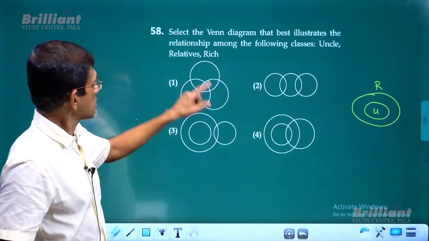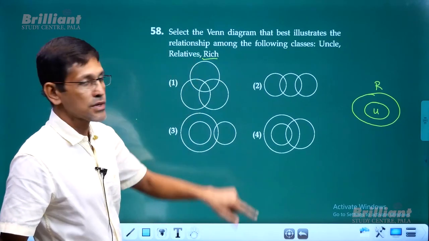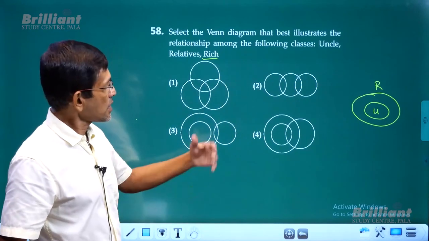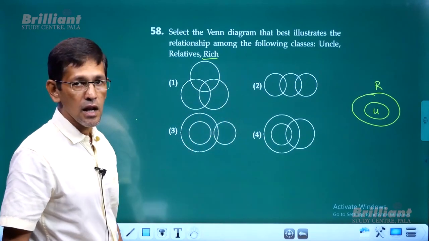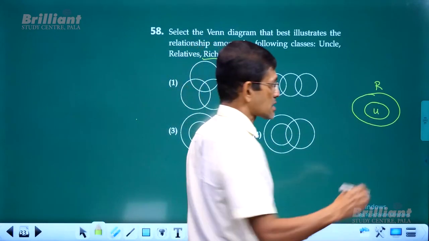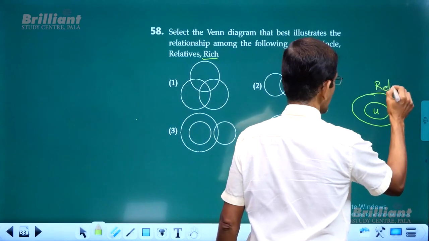At the same time, the next thing we are looking for is rich. Well, some of your uncles are rich. Right? Some of your relatives are rich as well. So rich must be intersecting uncles and relatives. So this is relative. All uncles are relatives.